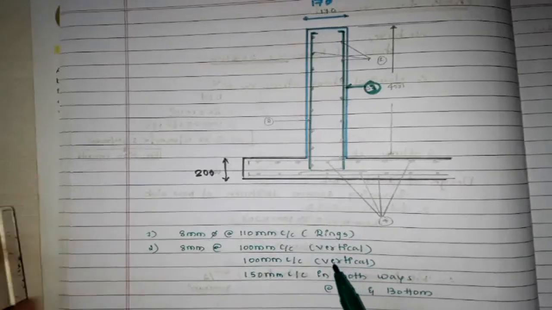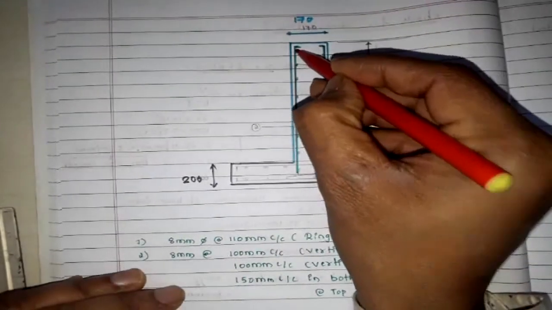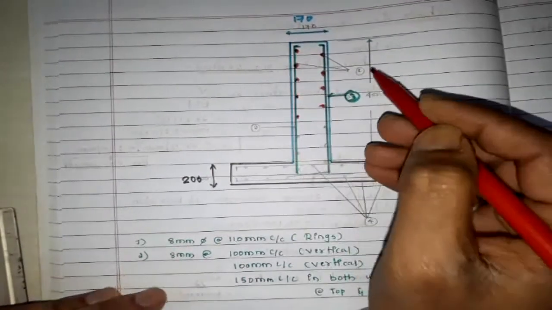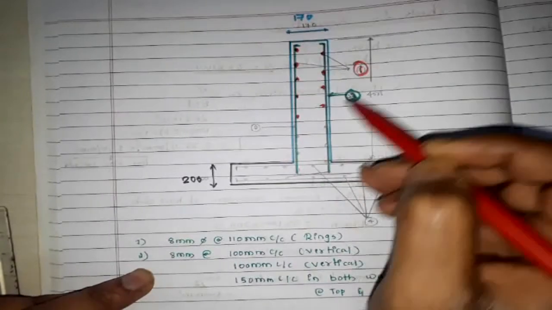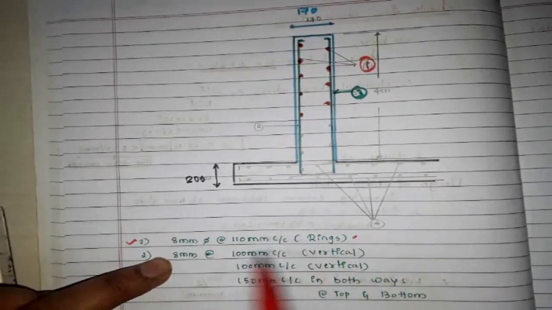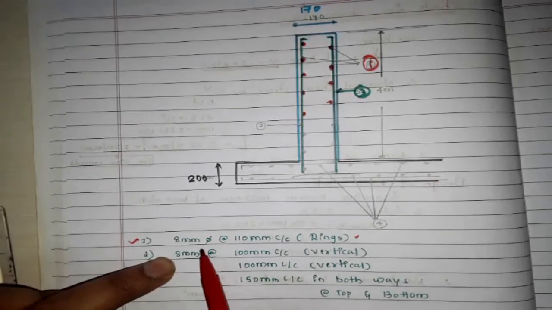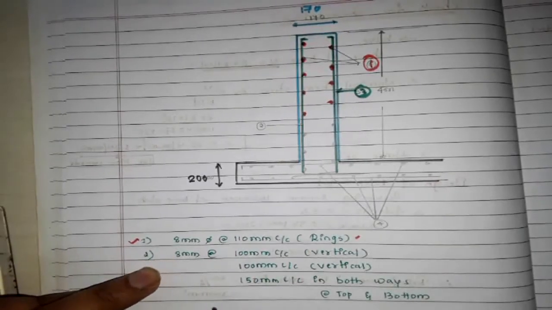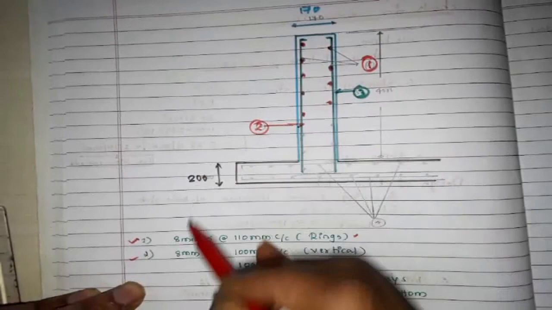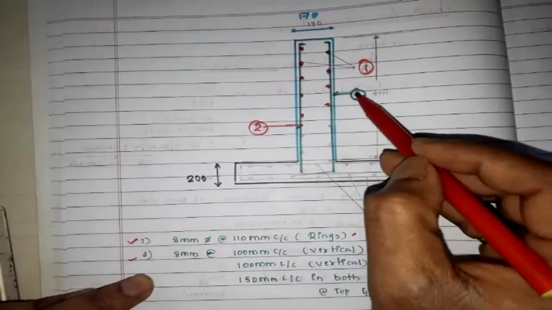One more important, what you can see here, these are the rings. This is number 1: 8 mm dia, 110 mm center to center. So these are rings. We have to provide circular rings along the periphery of the wall. Then we have number 2, which is for cantilever action: 8 mm dia, 100 mm center to center. So we have to provide 2 and 3, both the same here.